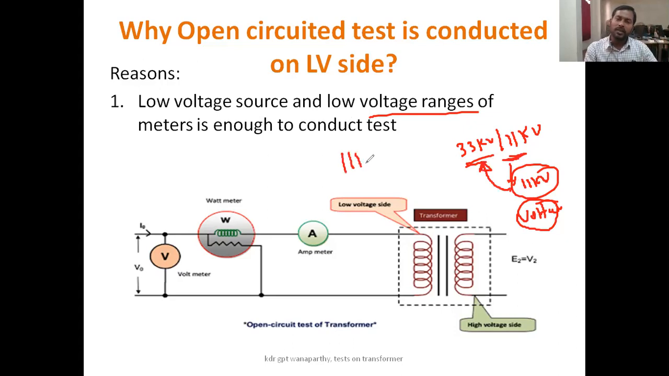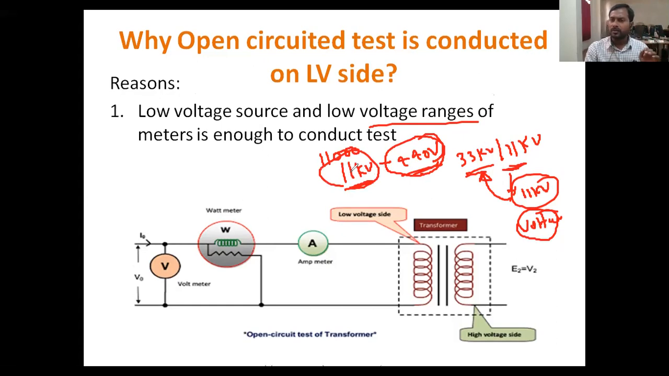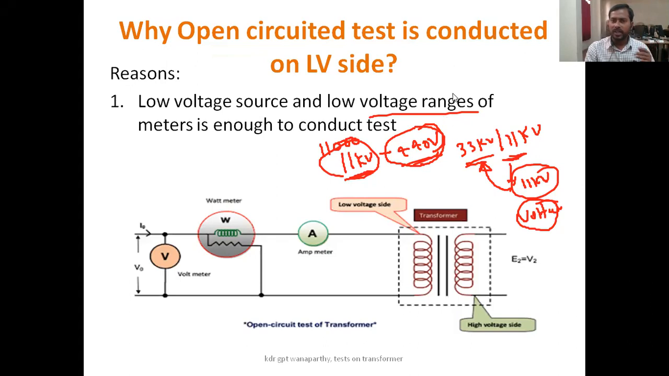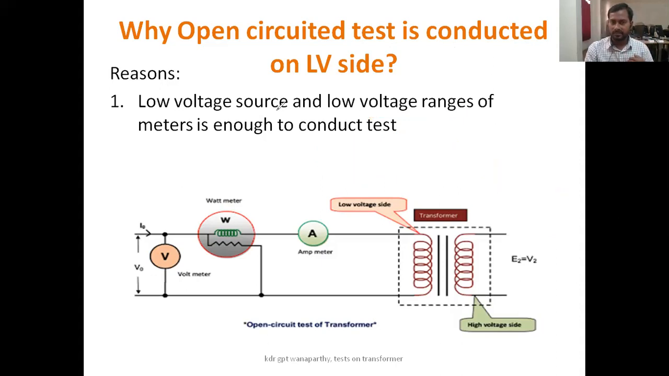For example, take 11 kV by 440 volts. 11 kV is nothing but 11,000, and here 440 is the least voltage. Voltmeters for the least voltage are available in your laboratories, but 11 kV voltage is not available in our laboratories. Only low voltage ranges are available in your laboratory. So low voltage meters are enough to conduct this test. That is one of the reasons to conduct the test on the LV side.